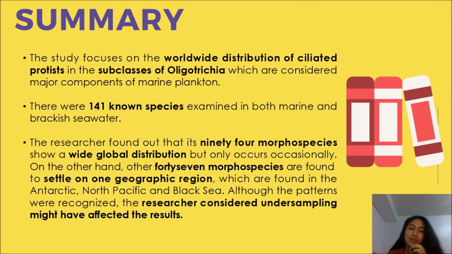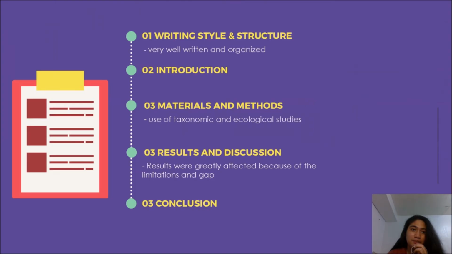Although the patterns were recognized, the researchers considered that undersampling might have affected the results. One more thing that they found out is that the species richness is distinctively lower in the southern hemisphere than in the northern hemisphere. But a disclaimer that the author put was that this might have been a result of undersampling.